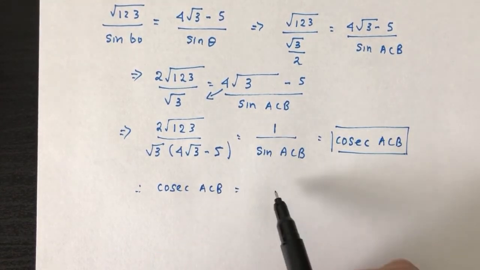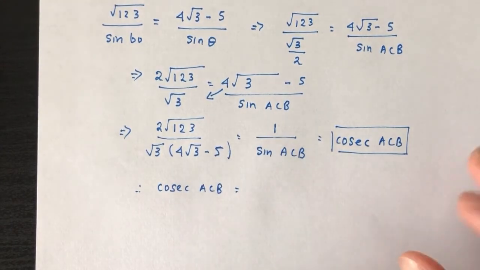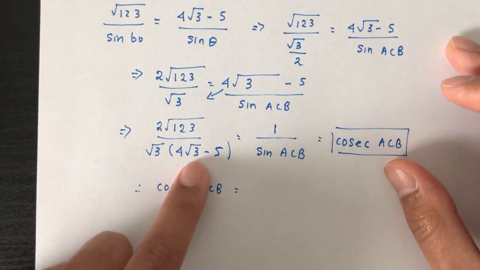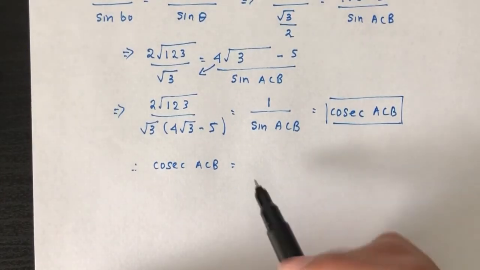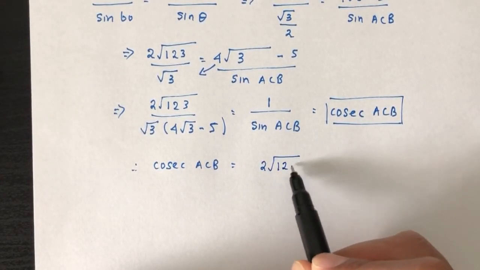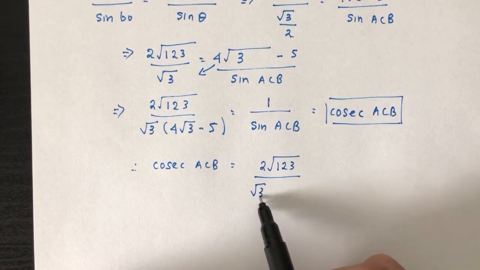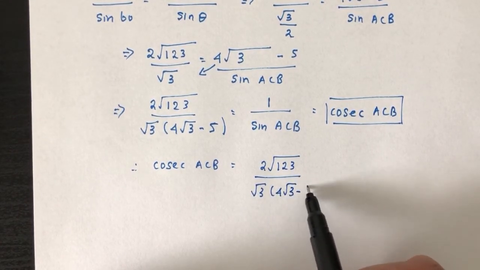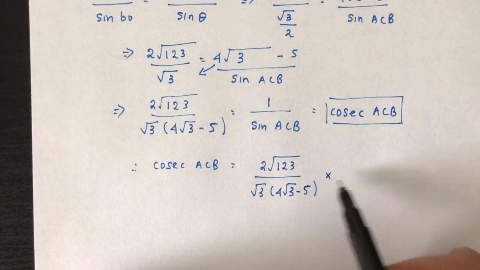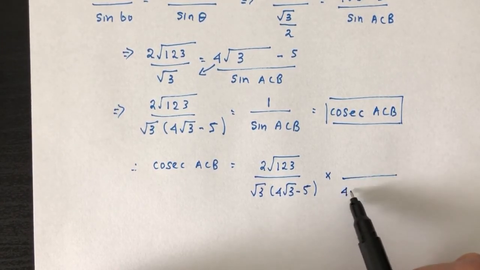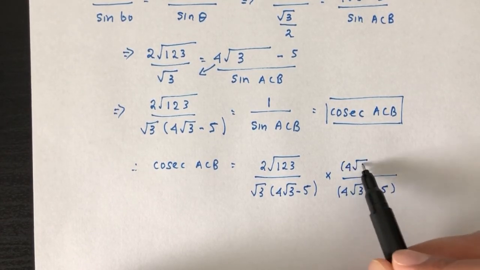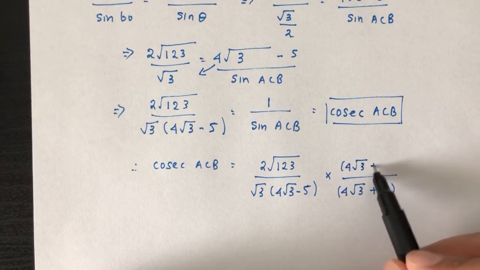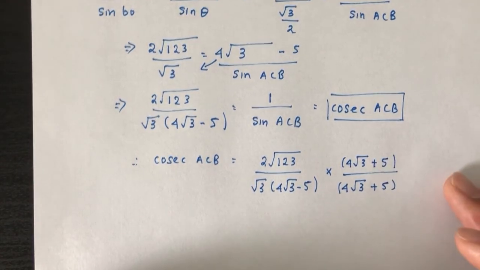So we say cosec ACB equal to, so what can we do? So here we have minus, as you can see, 4 square root of 3 minus 5, but in the answer it shows plus. So we have to multiply both sides by its conjugate. So here we have 2 root 123 over the same thing. For now, this we have to multiply by its conjugate. So the conjugate is this plus this, and if you multiply on the bottom, you have to multiply above as well, so the fraction is the same essentially.